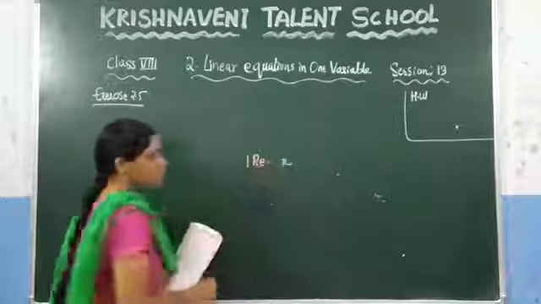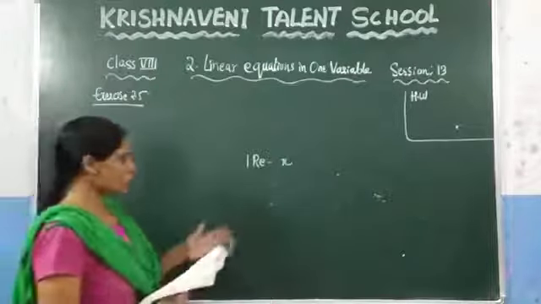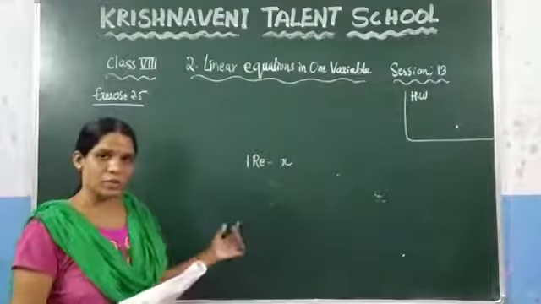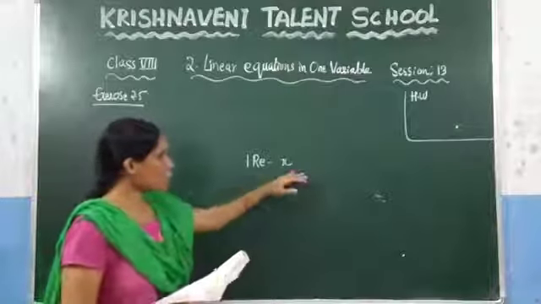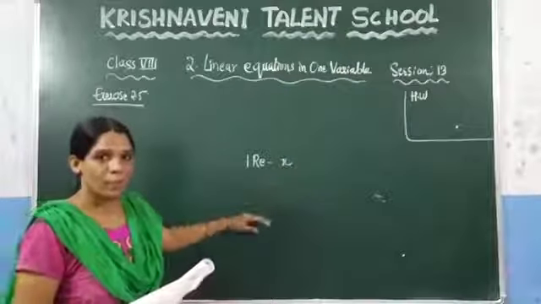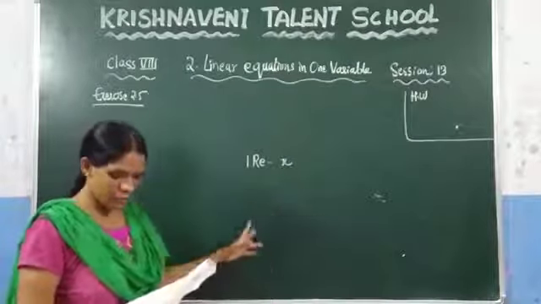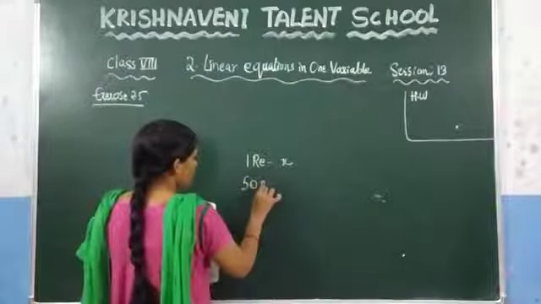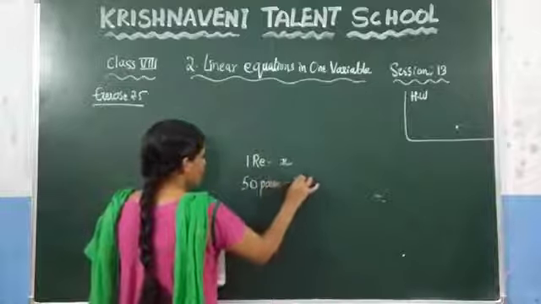Let us consider it as x. But what is the condition given here? It contains 3 times as many 50 paise coins. That means if 1 rupee coins are x, then the 50 paise coins will be 3 times that, that means 3 into x. So here the 50 paise coins are 3x.